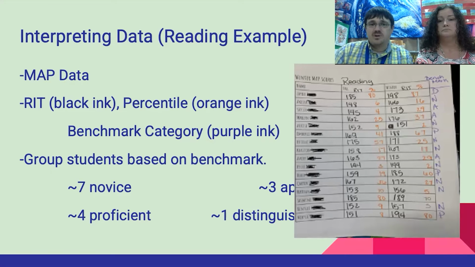You could group some of those novice students together that have the same RIT band deficiencies. Maybe it's in foundational reading, maybe it's in literary, maybe it's in informational text. Maybe you also want to compare that MAP data to their F&P level data, and you say, okay, these students are scoring novice because they're not reading on grade level, and we need to do some guided reading activities with them to try to boost their fluency.